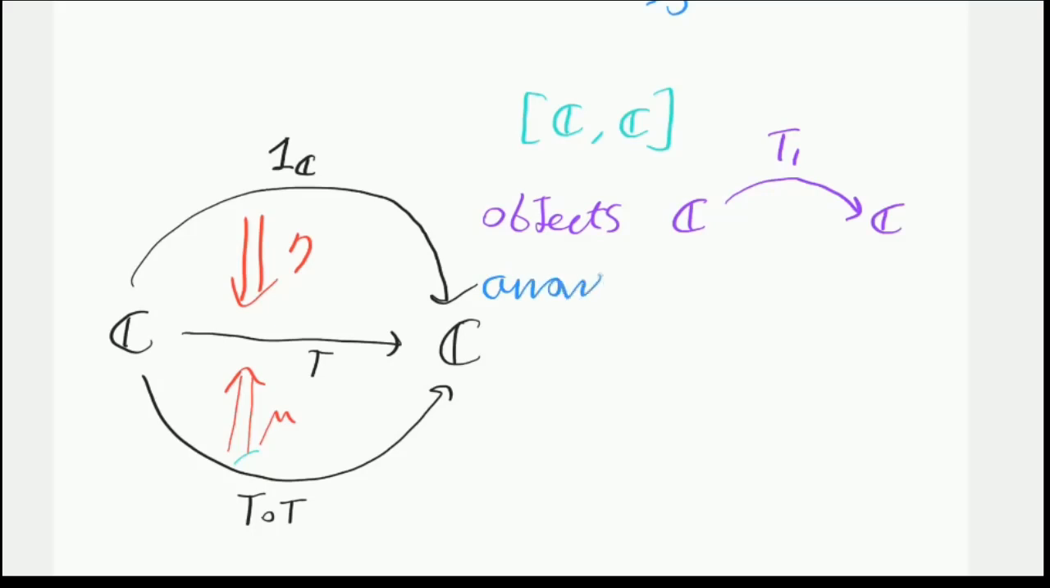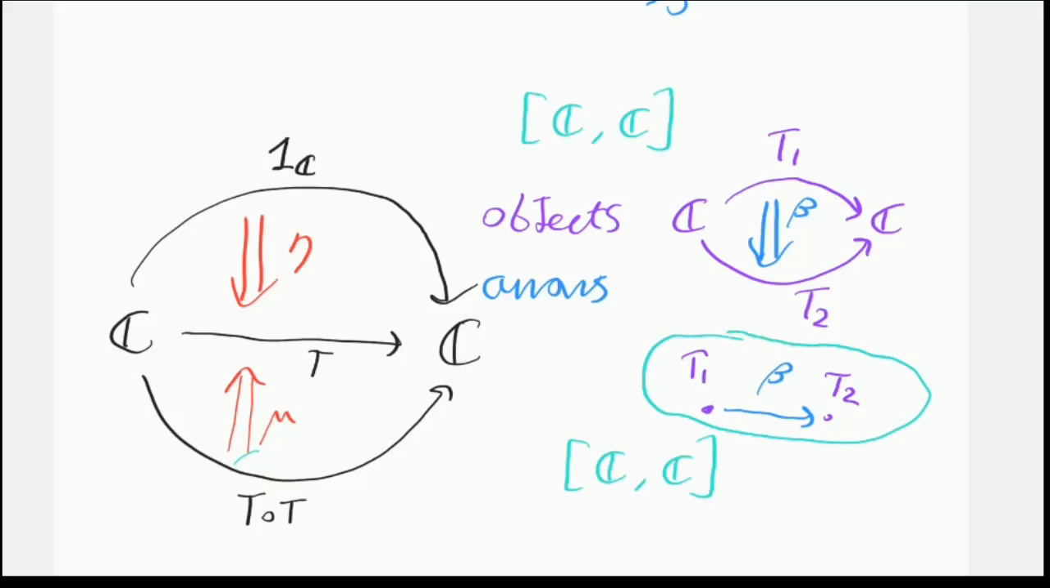And what about the arrows within this functor category here? Well, they're just going to be natural transformations. So a natural transformation beta from the endofunctor T1 to the endofunctor T2 corresponds to an arrow beta from the object T1 to the object T2 within this sort of category of endofunctors here.